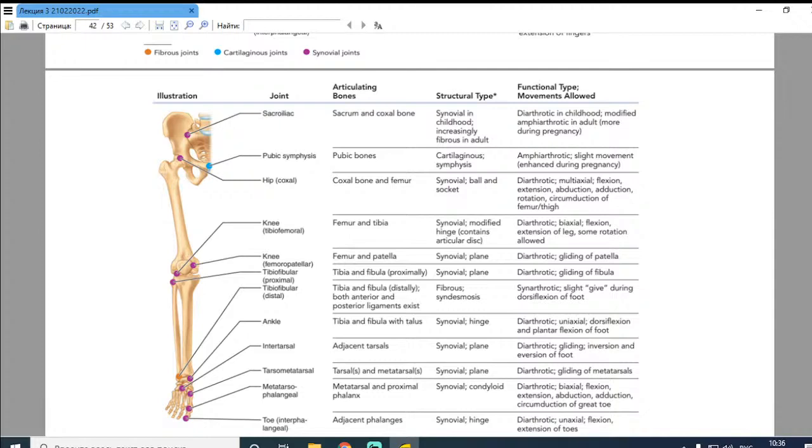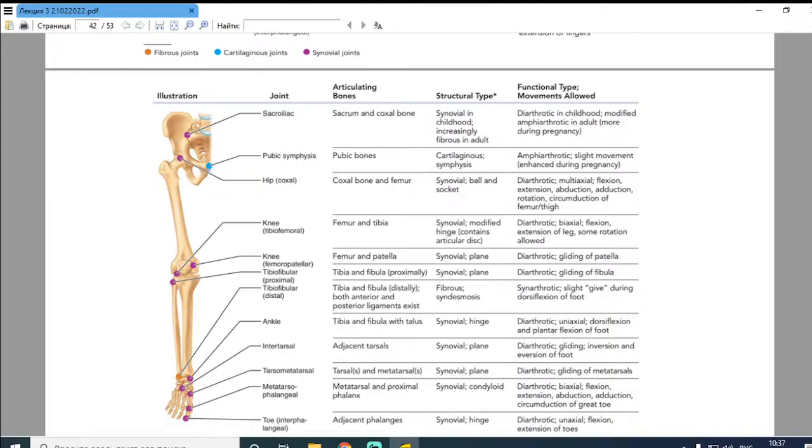For example, the hip or coxal joint, two bones, coxal bone and femur, synovial ball and socket, diarthrosis, multiaxial. Movements: flexion, extension, abduction, rotation, and others.